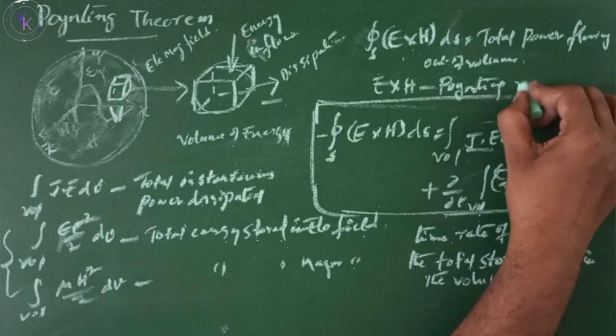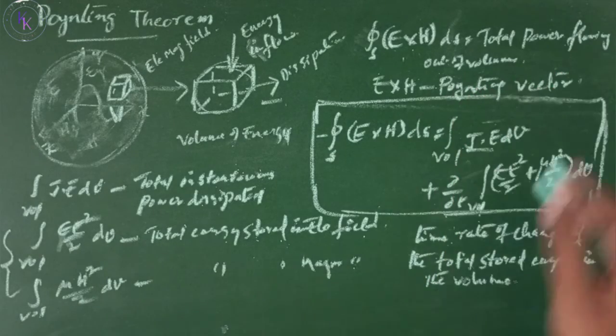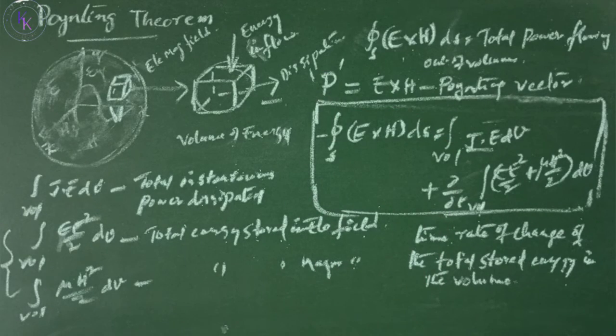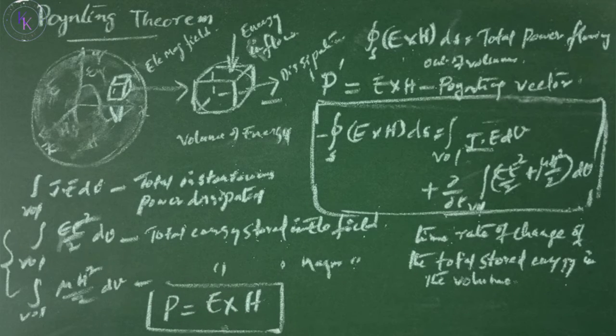So the vector product E cross H is the Poynting vector, denoted by the letter P. So we have P equals E cross H. The statement of the Poynting theorem: the power dissipation from a given volume which is free of sources is equal to the sum of the rate of the decrease of electric and magnetic energy stored in that volume and the rate of inflow of the energy across the surface enclosing the volume.